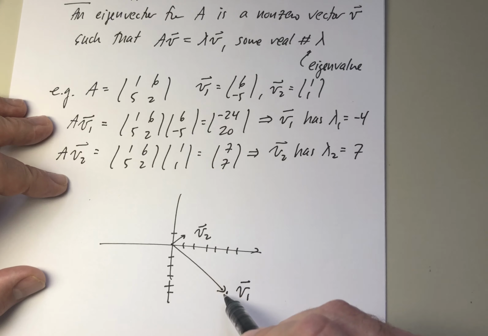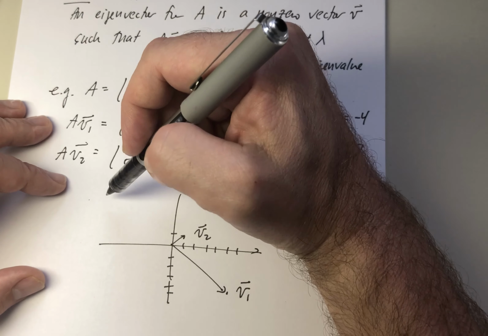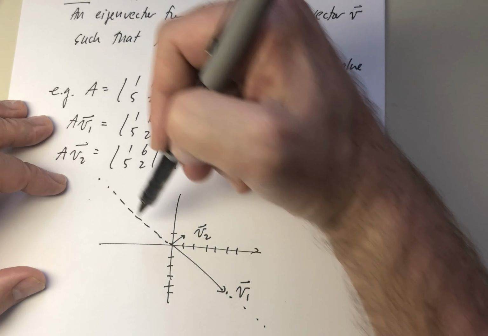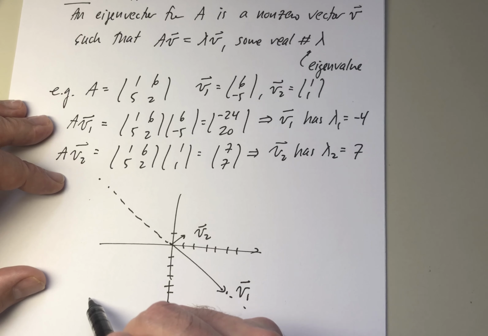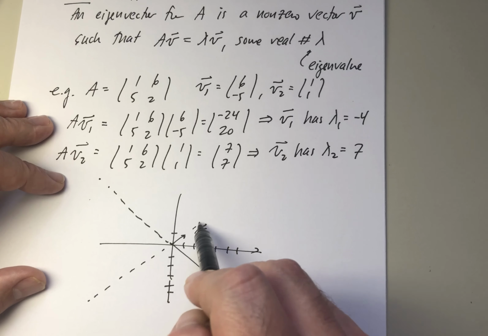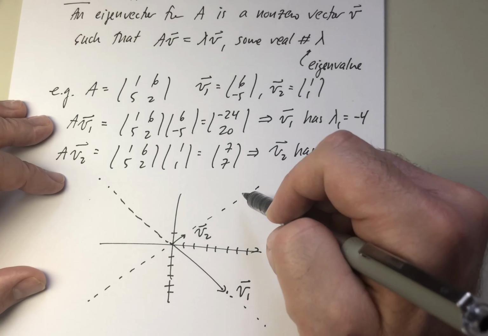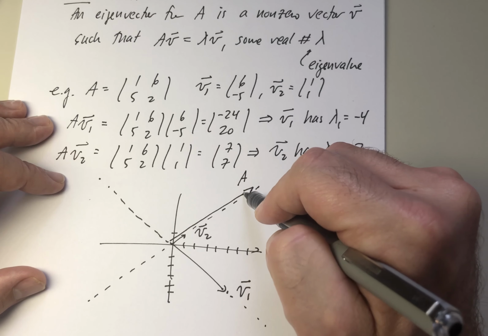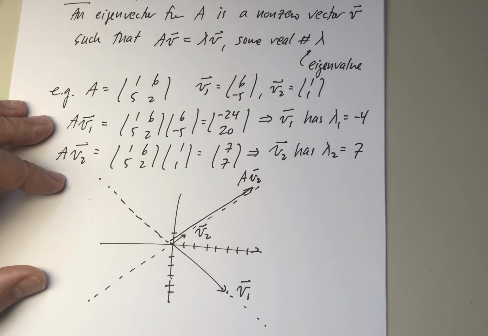So for instance, if I take A times V1, this thing's going to be minus 4 times this vector, so it's going to be kind of off my chart here. But it's going to stay in this line determined by V1. And similarly, if I look at A times V2, that's going to be (7, 7). So that one I can actually draw. It's this guy here, A times V2. But again, the point is that it stays in the line determined by V2.